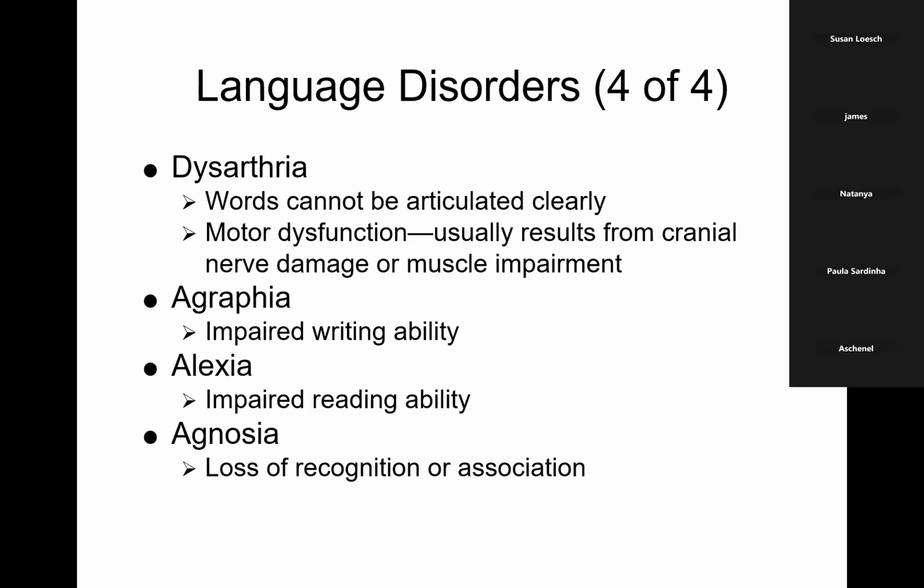Agraphia is impaired writing ability. Alexia is impaired reading ability. So that's why you can't read the remote or you can't read what you're supposed to do. You can ask Alexa to do it for you by just speaking it, right?